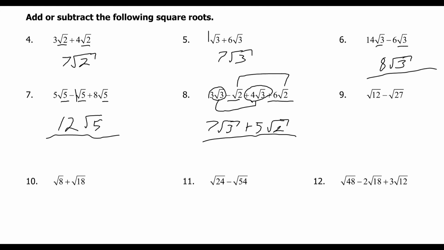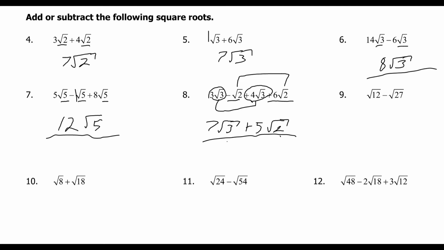And there it is, okay? And usually I'll put the biggest roots at the front, smaller roots at the back. Okay? On number 9, okay, we run into a little bit bigger of a roadblock. Now, as you can see, square root 12 and square root 27 are two very different things.